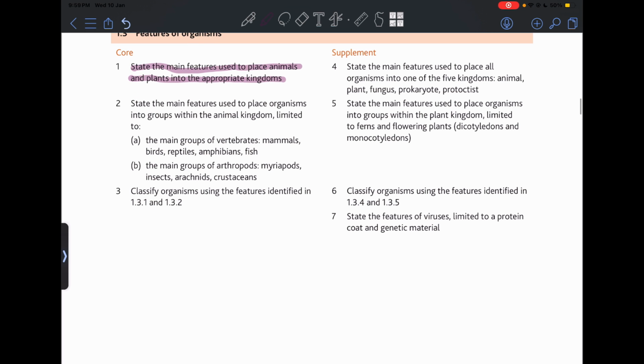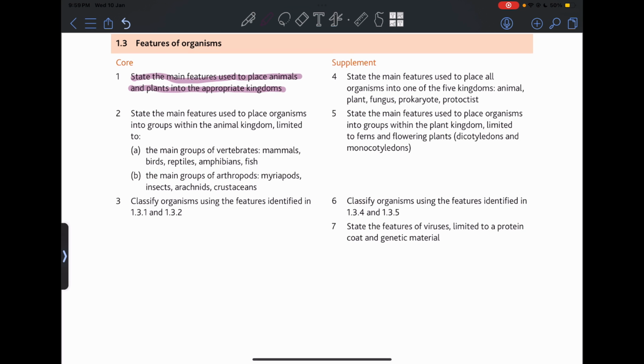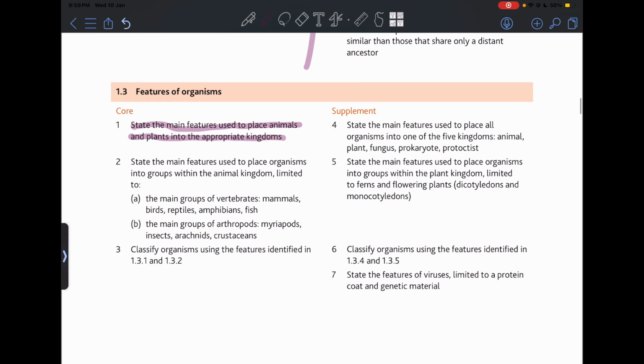And also there are arthropods, which means animals that don't have a backbone, such as myriapods, insects, arachnids, and crustaceans. So you have to know all of these animals, and you have to know the groups and some examples for each of the groups of vertebrates or arthropods. And also you have to classify organisms using the features identified in 1.1, 1.3.1, and 1.3.2. So over here for the extended students, they have to state the main features used to place all organisms into one of the 5 kingdoms: animal, plant, fungus, prokaryote, and protoctist.